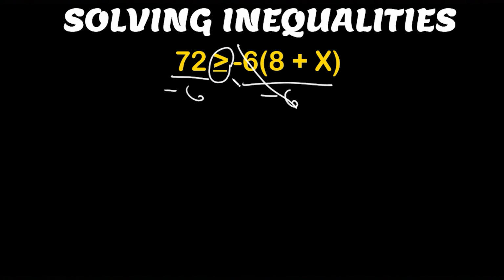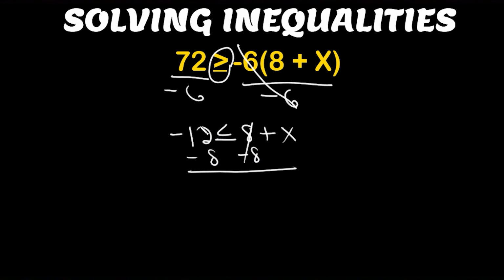Okay, so in your calculator, you're going to do 72 divided by negative 6. And when you do that, you should get negative 12. So I'm going to put negative 12 here. I am going to flip the inequality, don't forget. And now I have 8 plus x. One more step, get rid of the positive 8. So minus 8, minus 8. This will cancel. Negative 12 and a negative 8 make negative 20.